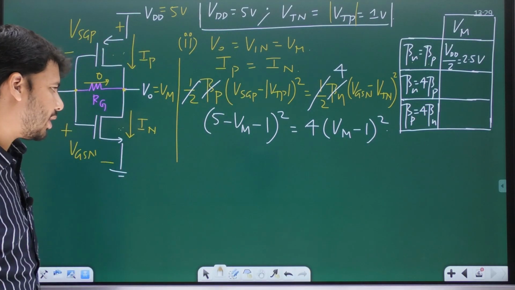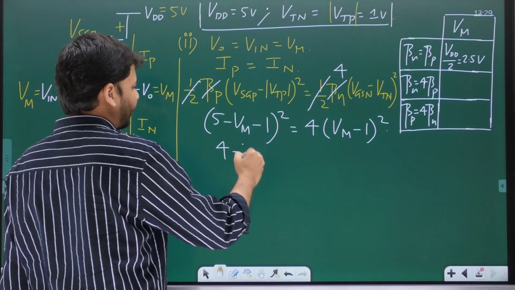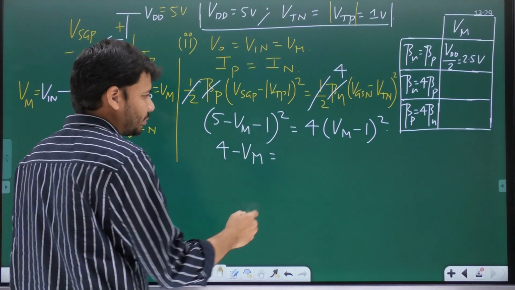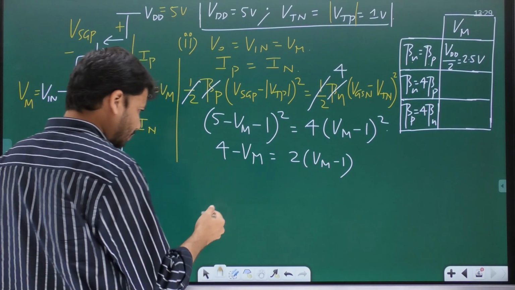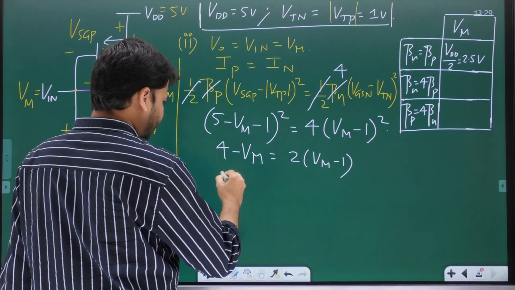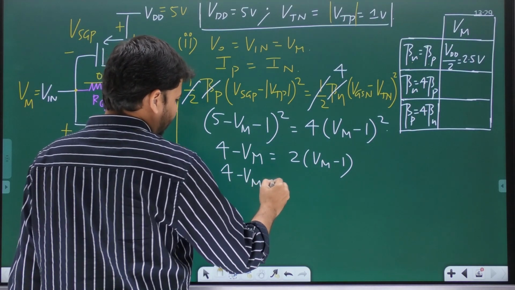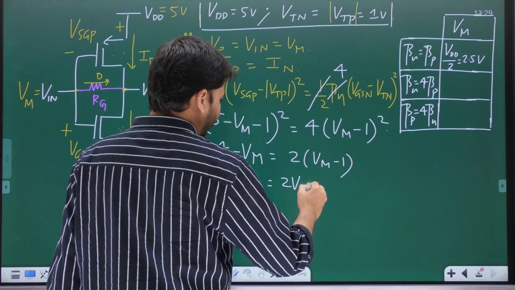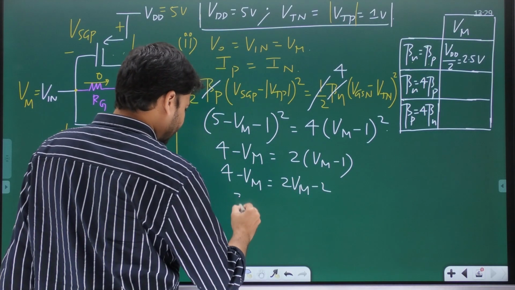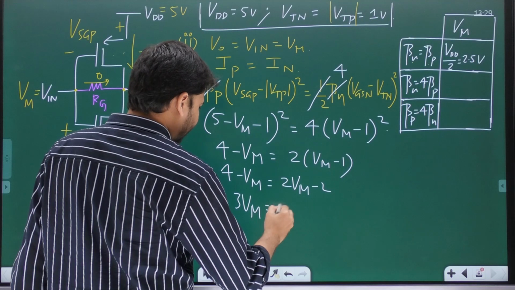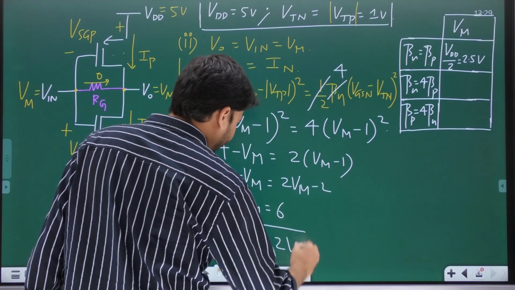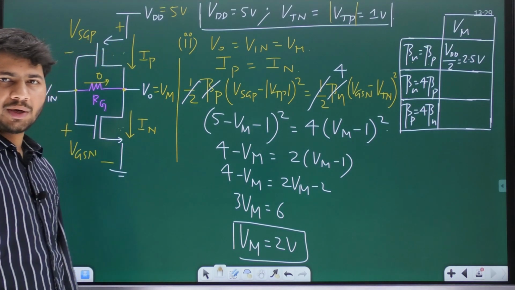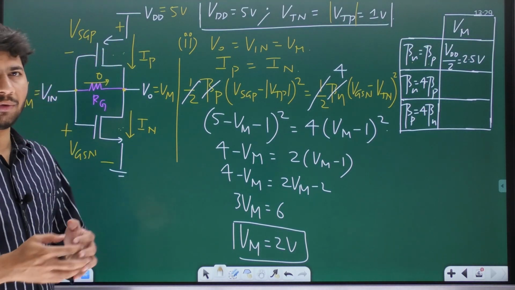Take square root on both the sides. You will get 4 minus Vm is 2 times (Vm minus 1). Again, 4 minus Vm is 2 Vm minus 2. So 3 Vm equal to 6, or Vm equal to 2 volts. As we expect, it is less than VDD by 2 or 2.5 volts.